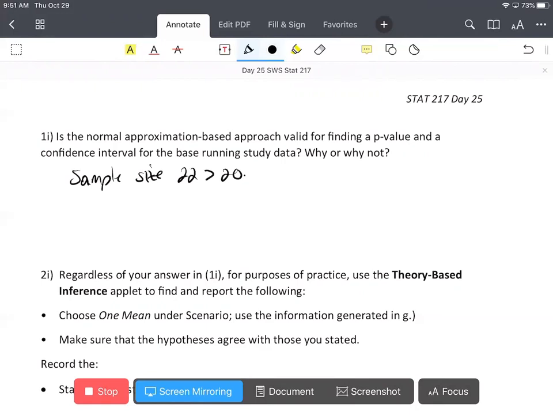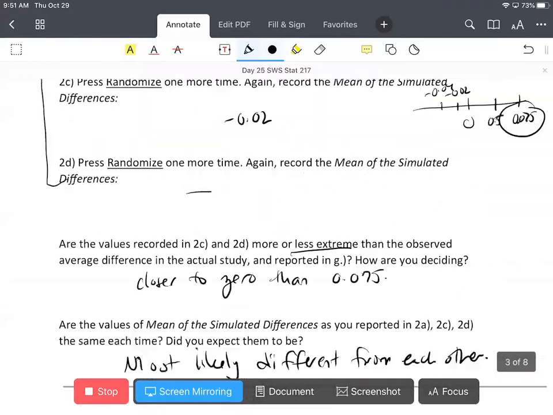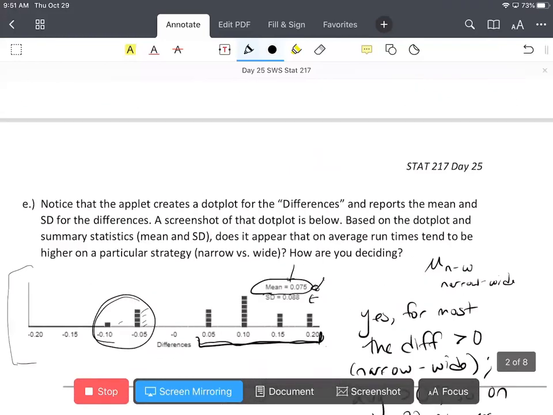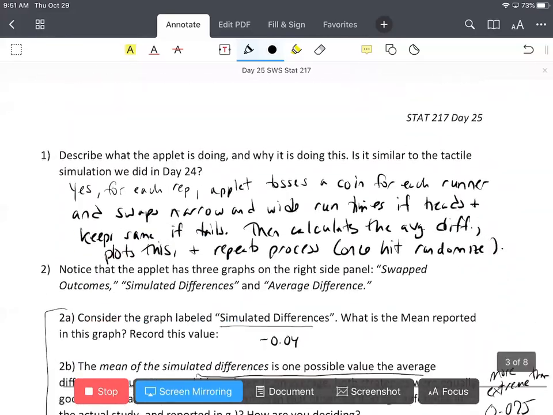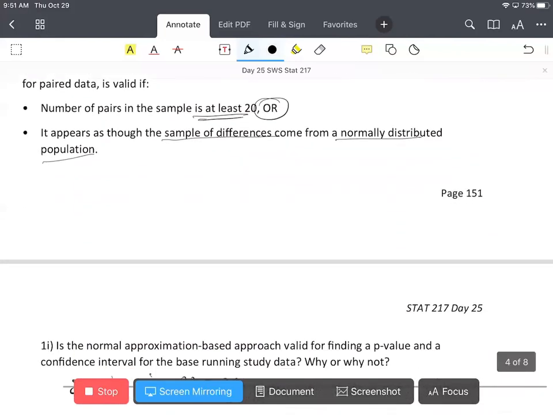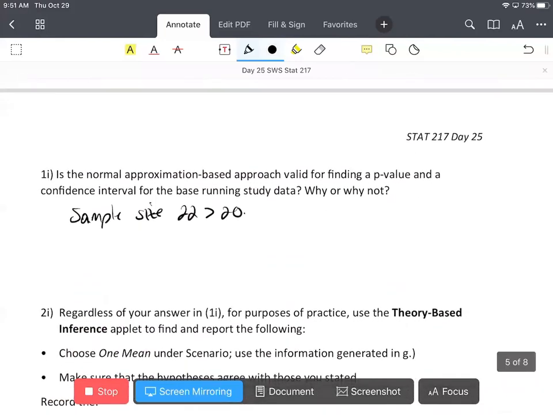But when we actually look at the data, when we had it actually graphed, close your eyes if you get a little motion sick here. This is not really skewed. This is fairly evenly distributed. There's not a big skew. And it's not too skewed. So yes, the normal approximation should be valid.